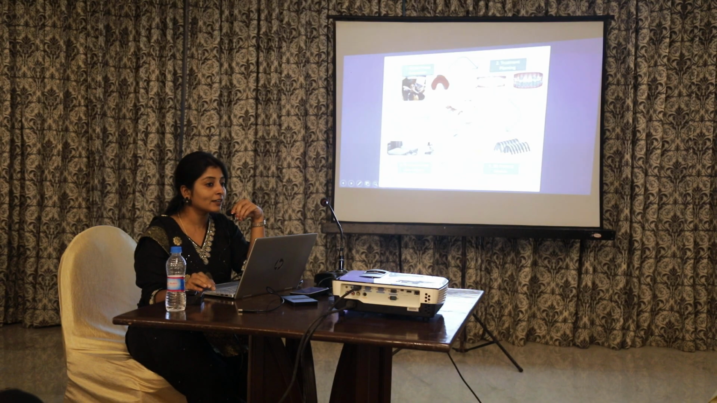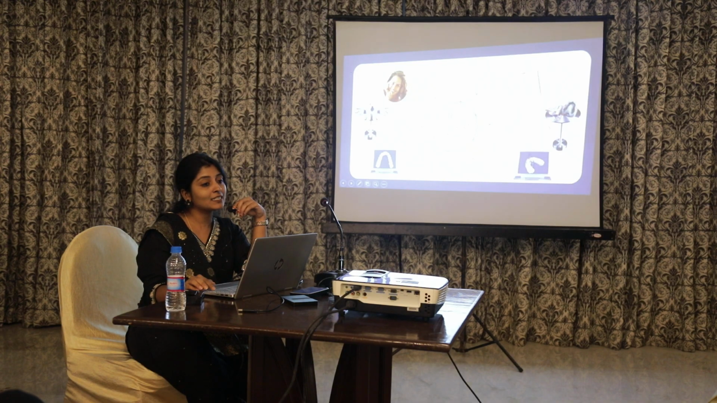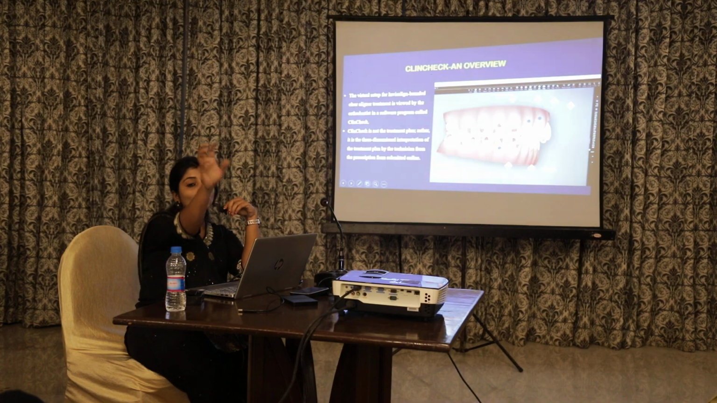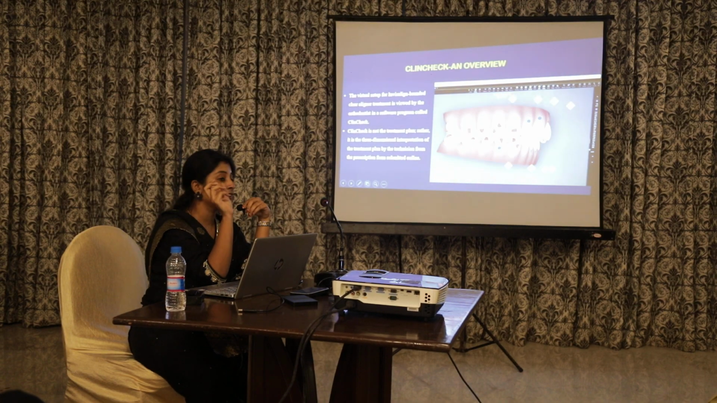This is just a pictorial representation of what I have explained now. Digital image acquisition is followed by treatment planning in the software, 3D printing of the models and thermoforming the clear aligners. These are the steps especially designed for Invisalign, where the fourth step is very peculiar to the Invisalign system, which is the ClinCheck software. So let's have an overview of this ClinCheck and what it does. It is the virtual setup for the Invisalign branded clear aligner treatment. This ClinCheck is only for Invisalign, not for any other clear aligner system.